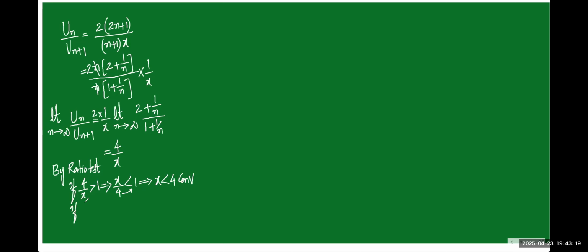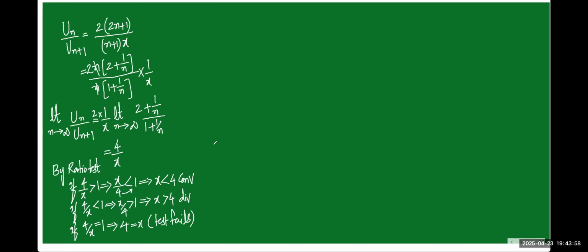Similarly, the next statement of the ratio test: 4 by x is less than 1, which means x by 4 is greater than 1, which means that x is greater than 4, then divergent. One more case is when 4 by x is equal to 1. This implies that when x is equal to 4, the test fails. When x is equal to 4, the test fails.